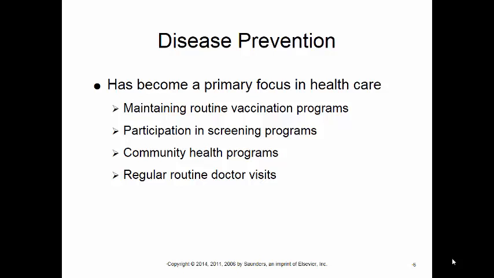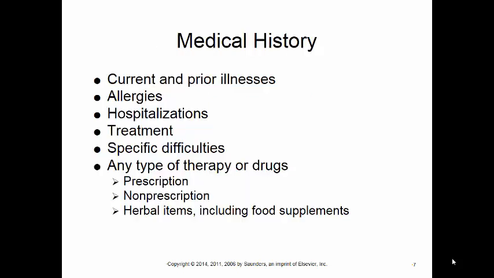Some of the things that we can do in healthcare and in community health is maintain routine vaccination programs. That is why it's required for children to get vaccinated before they go to school. And for a lot of universities, if you stay on campus, you have to make sure you have updated vaccinations. Participate in screening programs. So glaucoma screening, we have them come out. We do their screening for high blood pressure and things like that. Community health programs, and even routine doctor visits, allow the doctor to follow up and keep track of an individual's health.